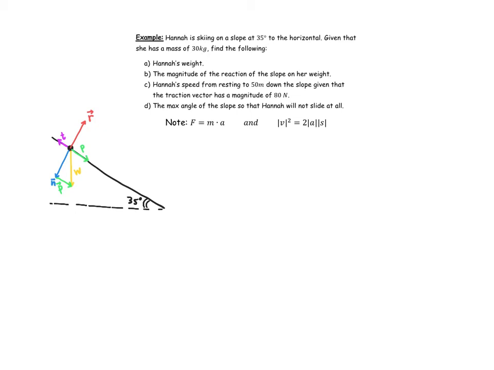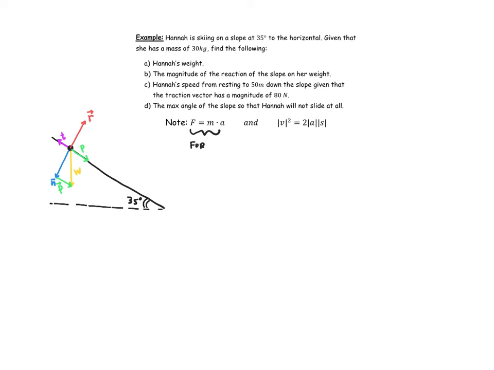Hannah is skiing on the slope at a 35-degree angle to the horizontal. Given that she has a mass of 30 kilograms, find the following. What is Hannah's weight? Okay, so Hannah's weight is going to be represented by the yellow vector W. All right, so her weight due to acceleration and her mass. So let's talk about that for a moment.